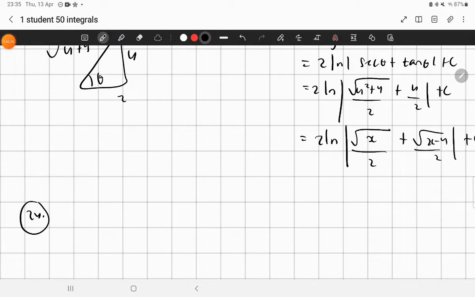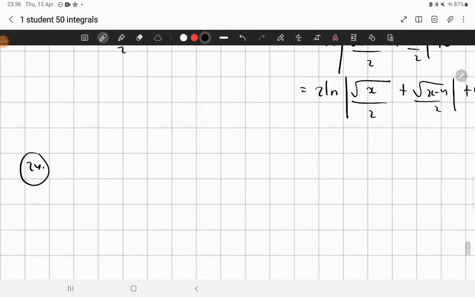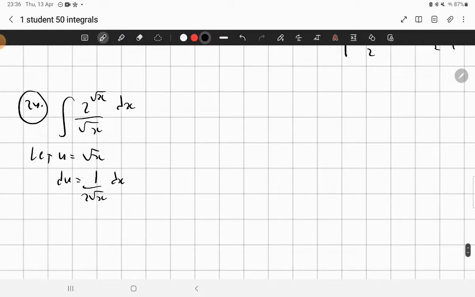Okay. 24, we have okay, this is a nice one. So we have the integral of 2 to the power of square root of x over square root of x. So this, all you have to do, substitution, derivative, multiply both sides with 2. So this is equal to the integral of 2 to the power of u du.